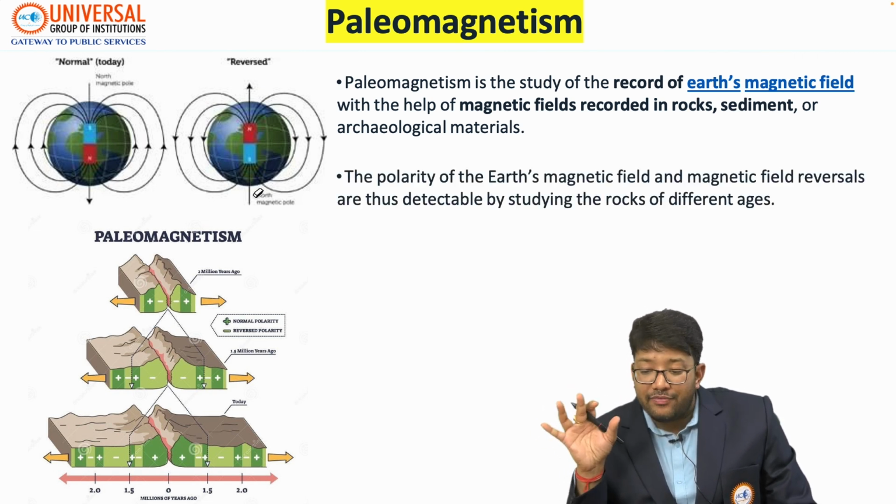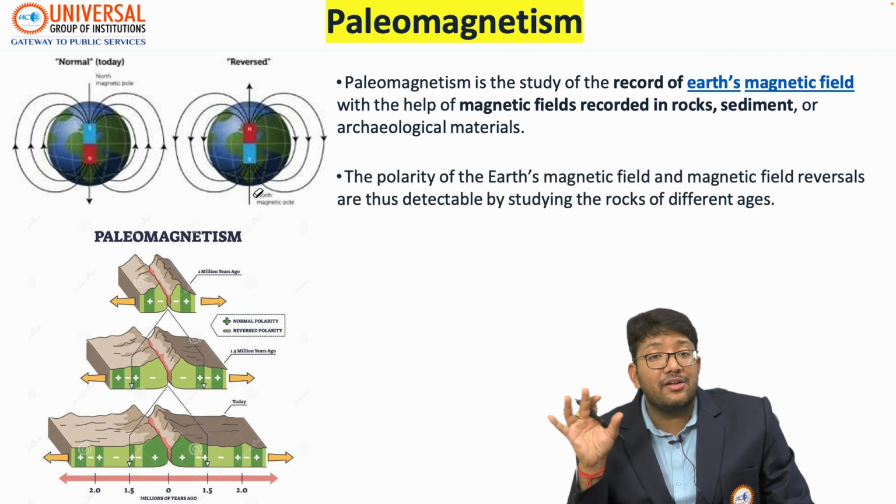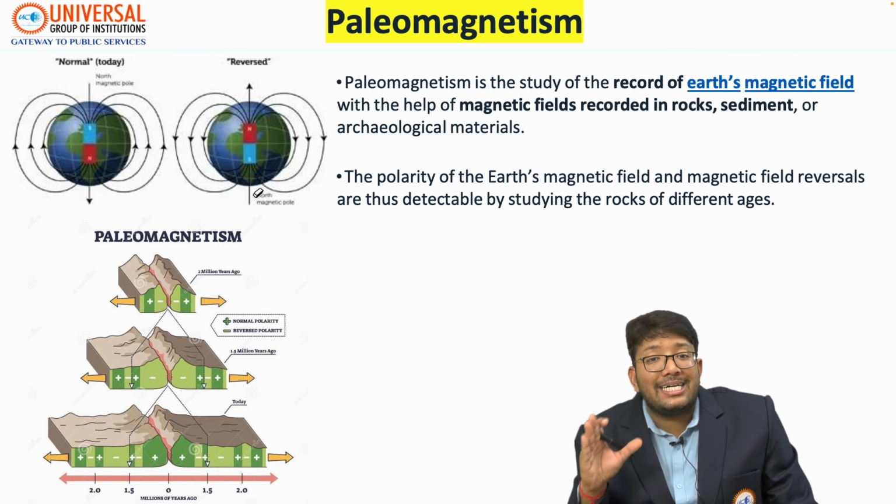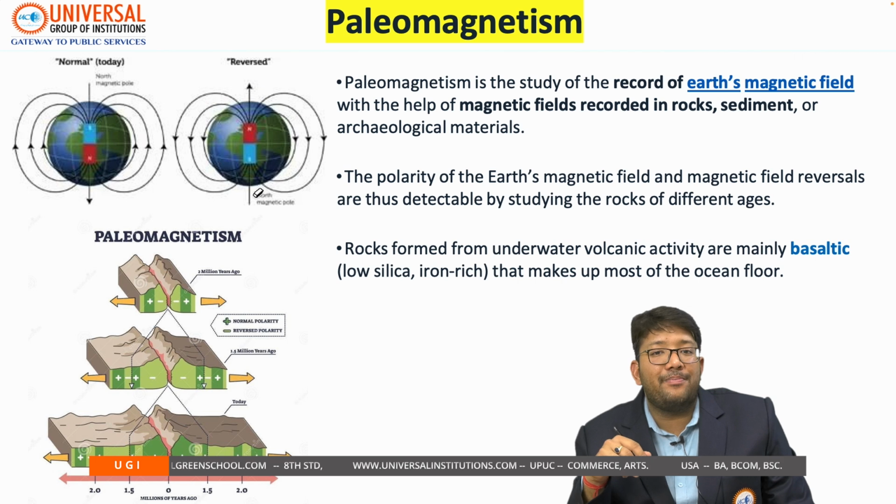So the polarity of Earth's magnetic field and magnetic field reversals are detectable by studying the rocks of different ages. That is what paleomagnetism is.